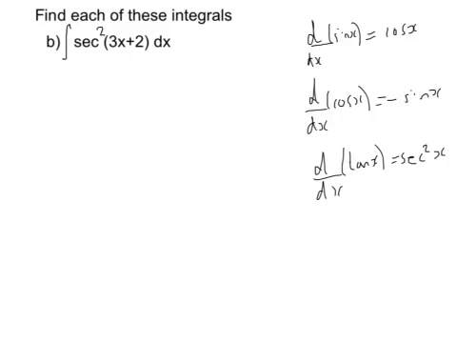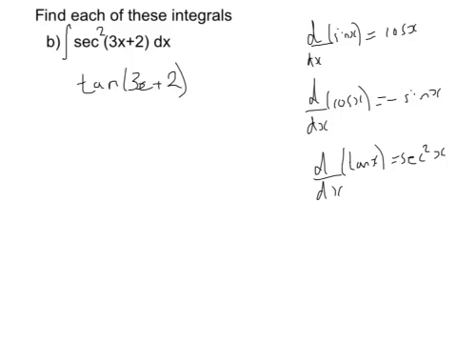Okay, for part B, we're asked to integrate sec squared. So sec squared's here, so it's going to be something to do with tan. Instead of integrating sec squared x, we're integrating sec squared of 3x plus 2, so we're going to consider tan of 3x plus 2. Okay, that's what we're going to consider.